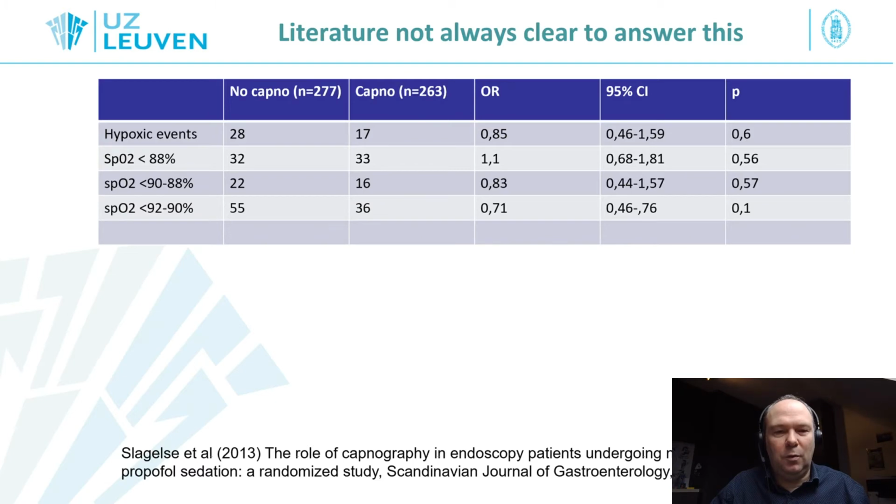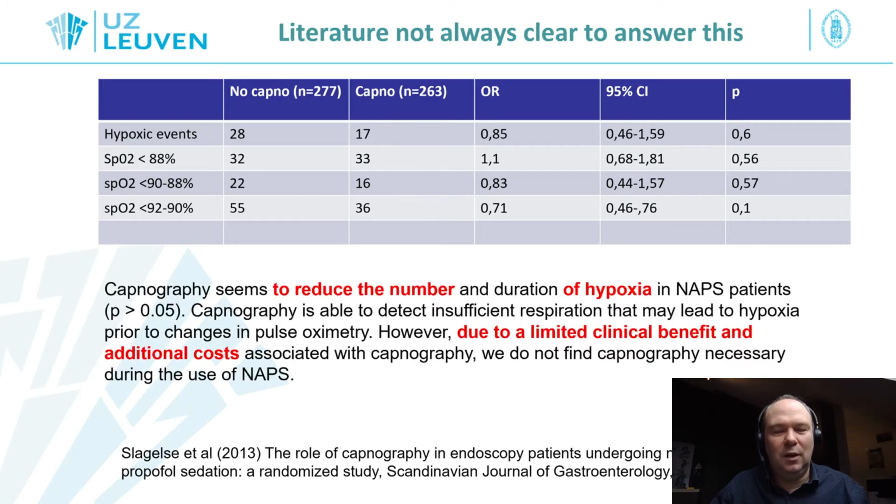As I told you before, we were a little bit wondering about this because of the literature on the one side and the guidelines on the other, and some of the evidence in the literature is confusing. For instance, this one is a randomized controlled trial showing that the number and duration of hypoxemia is reduced due to capnography, so you detect it earlier, but the clinical impact in this study was quite limited, and therefore they say that it may not be necessary to use this. But note that there were only 270 patients in each of the arms of this study.